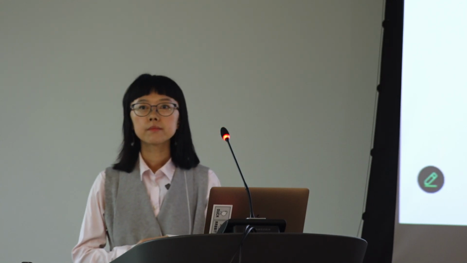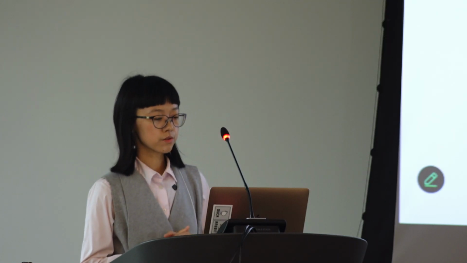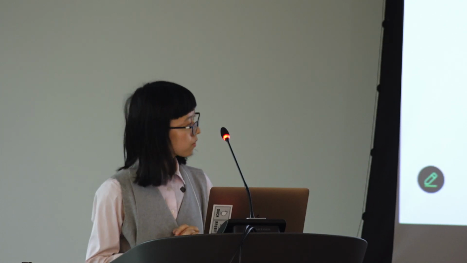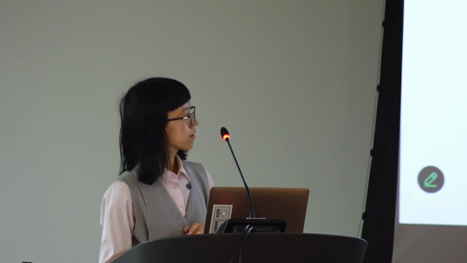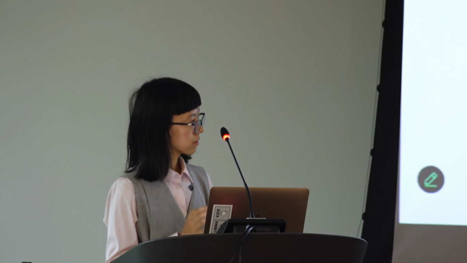And third. Suppose we insist, along with some philosophers, that probability rising under the right circumstance is sufficient for something to be an actual cause. It may imply that my bending causes all of the heads I obtained afterwards, so there's no need to do any discrimination. Now, this has a surprising consequence that it violates certain plausible invariance assumptions, which will be best explained through an example.